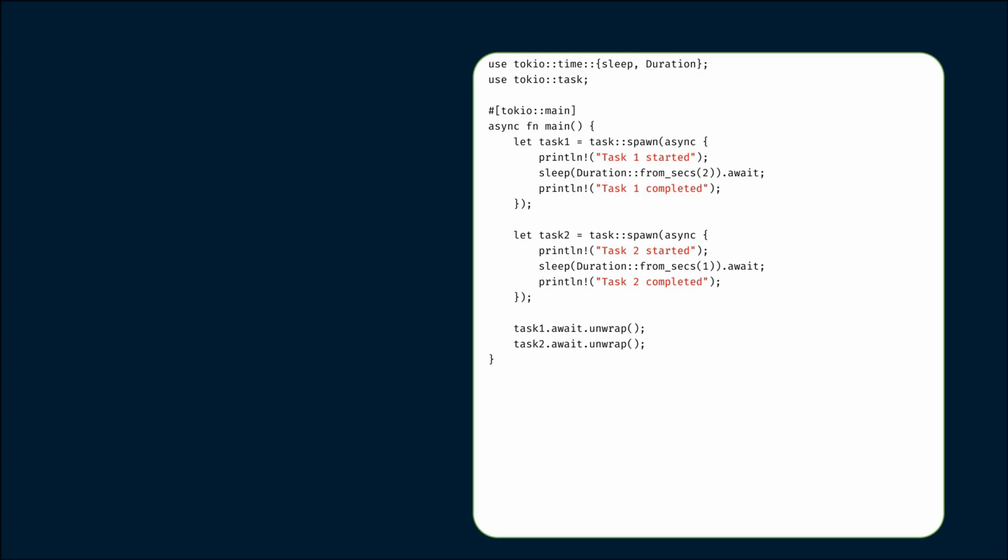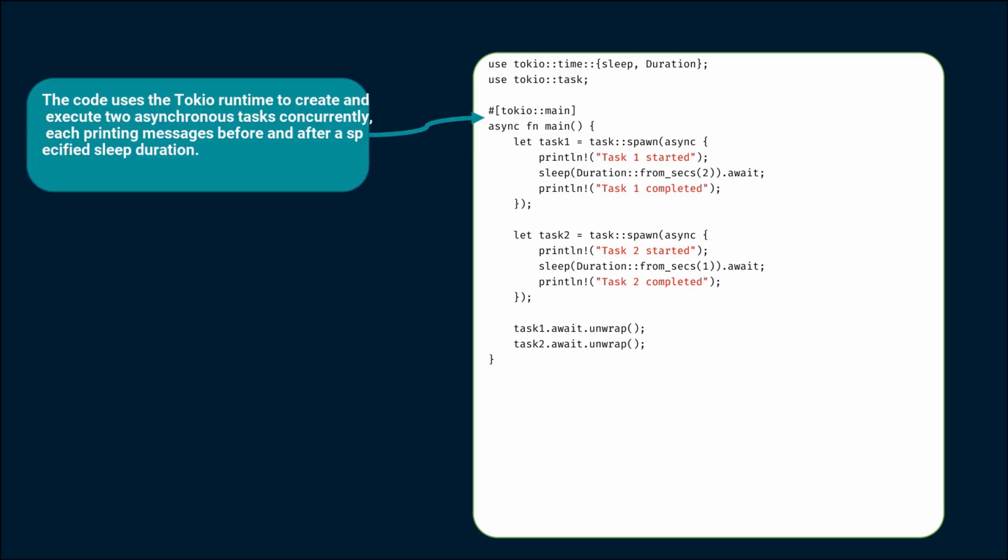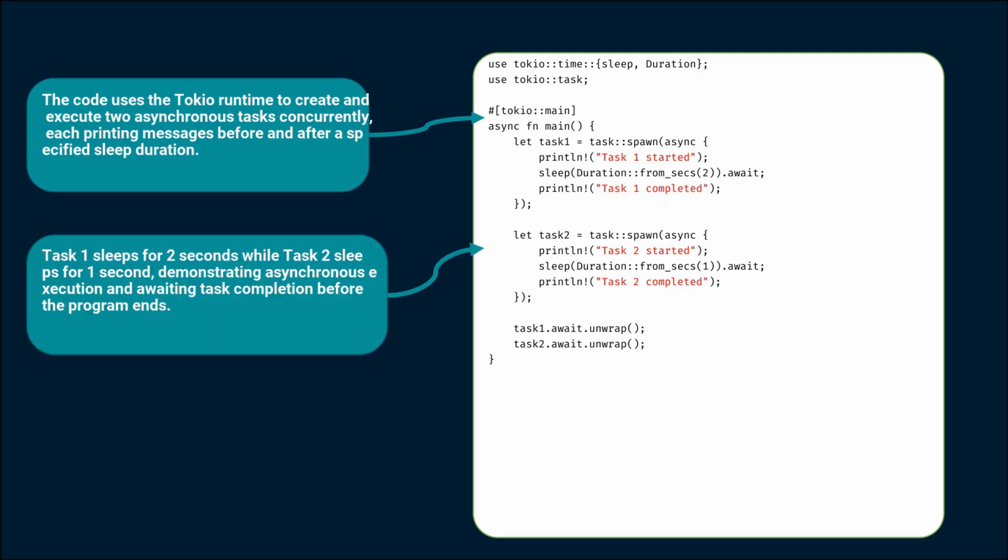Now let's see how we can implement two asynchronous tasks using the Tokio library to demonstrate effective task management in Rust. We start with the tokio::main attribute, which marks the entry point of our asynchronous program, allowing us to run asynchronous code seamlessly. Inside the main function, we create two tasks using task::spawn, which enables us to run these tasks concurrently.